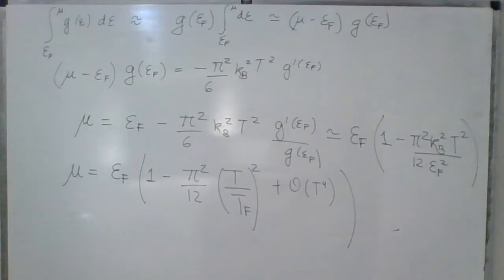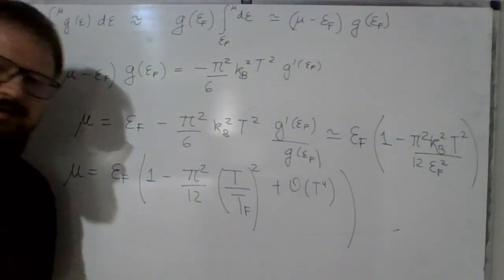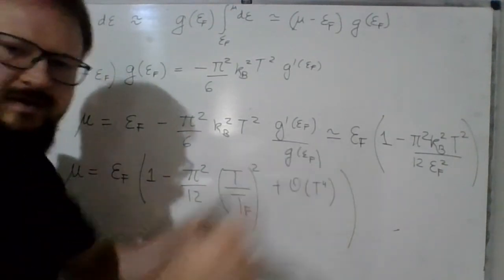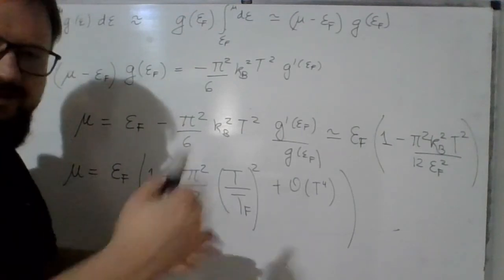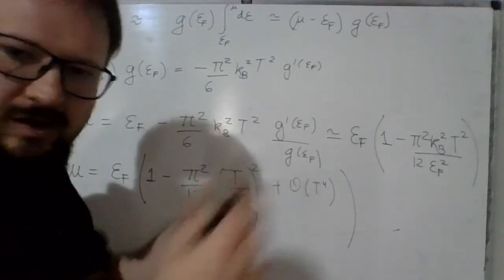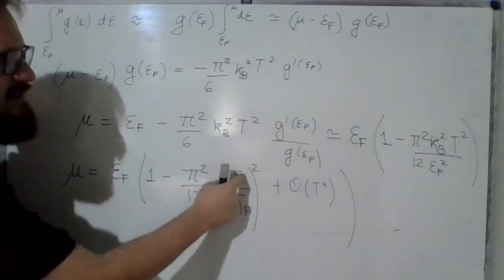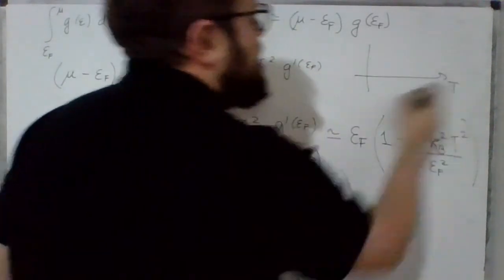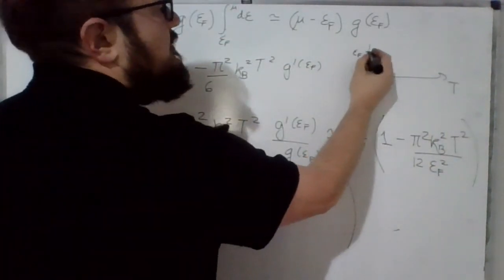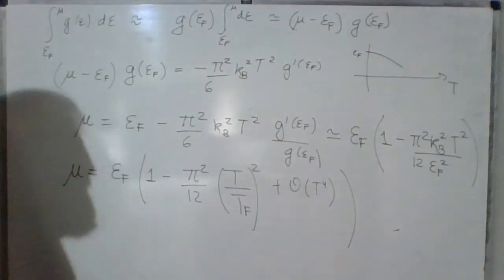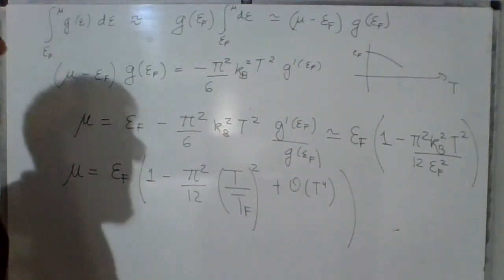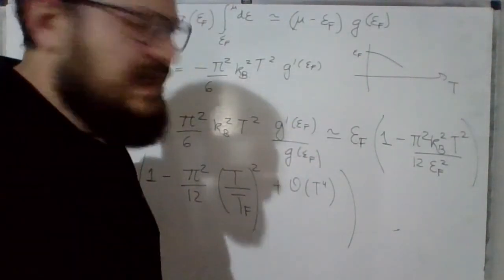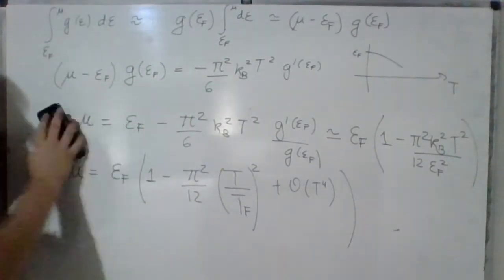This is the change in the chemical potential due to temperature. It lowers by a factor depending on the square of the temperature. So if you plot the chemical potential against the temperature, you have the Fermi level here, and this decreases as the square of the temperature. It is understandable because of the following fact.